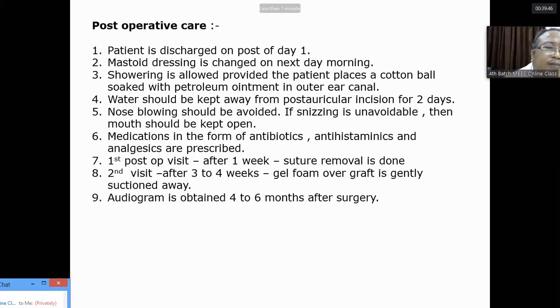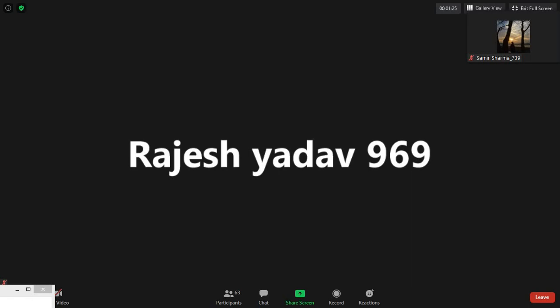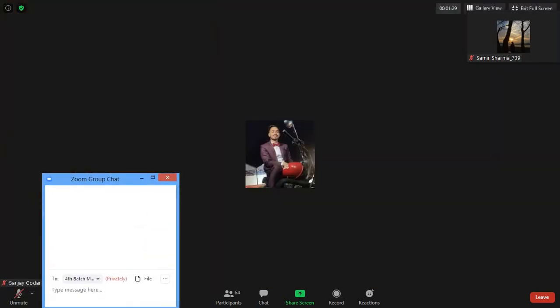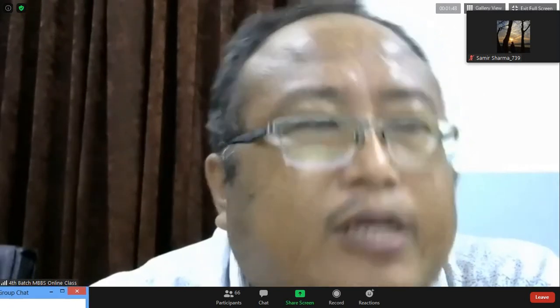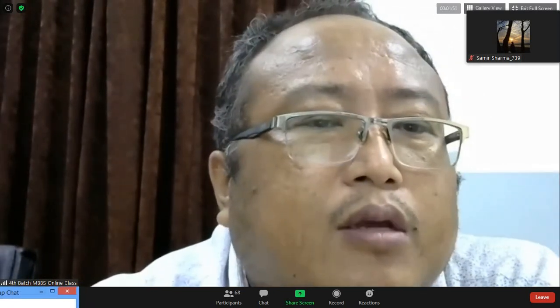After the myringoplasty, the patient may go home on the same day, or may go the next day. Usually we keep them for more than 24 hours. The bandage is there, and the patient is advised to avoid water entry in the surgical area, at or around the ear. We usually keep a bandage to cover that wound area, and advise avoiding nose blowing, taking the medication regularly, and coming for follow-up visits.